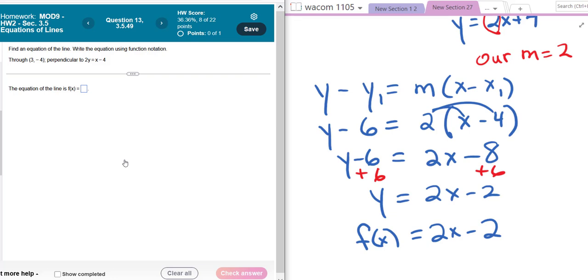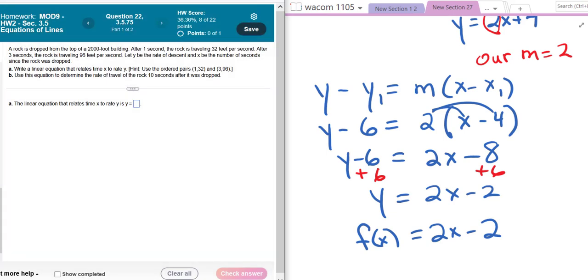Good, and one more. I went to question 22. So it looks like I skipped to the last one. Hopefully I didn't mess it up by going this circle. It doesn't look like it's moving, so we'll just move. Question 22.